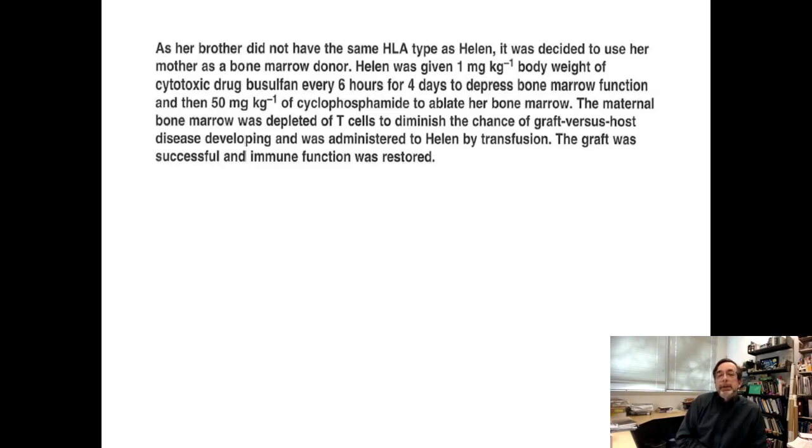And so I just want to show you, you give her a specific cytotoxic drug to sort of bring down the whole immune system. Busulfan is given to depress bone marrow function. And then there is cyclophosphamide, which is really nasty stuff. It will ablate her bone marrow, basically getting rid of it. Then her mother had to have her bone marrow depleted of T cells so that her mother's T cells wouldn't come and react to Helen's body. The graft was successful and the immune function was restored.